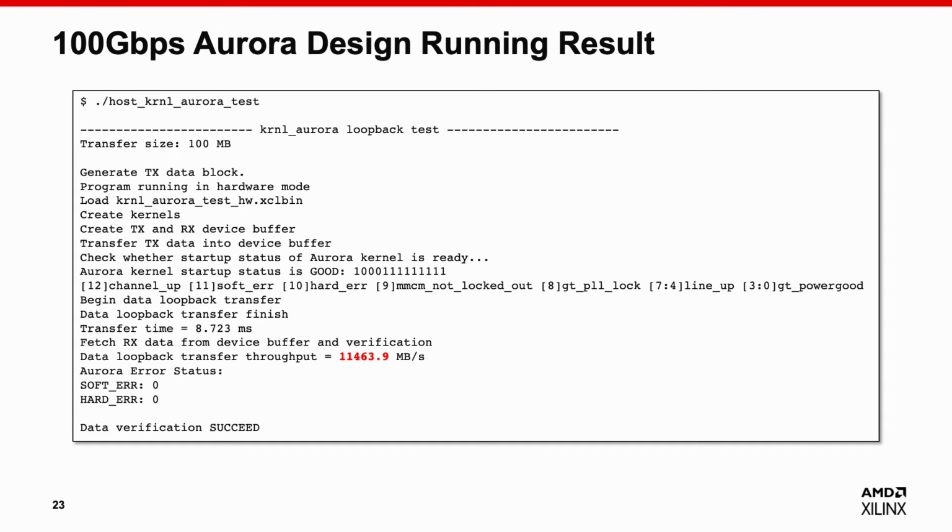Here is the running result of the modified design for the 100 gigabits per second Aurora loopback test. We can find that the data transfer throughput statistics has achieved the 100 gigabit per second level.